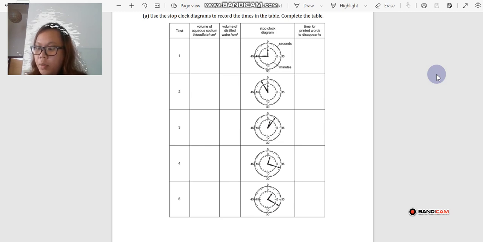Test 3. Volume of aqueous sodium thiosulfate is 45 cubic centimeter. Volume of distilled water is 25 cubic centimeter. Time for printed words to disappear is 65 seconds. Test 4. Volume of aqueous sodium thiosulfate is 35 cubic centimeter. Volume of distilled water is 15 cubic centimeter. Time for printed words to disappear is 78 seconds. Test 5. Volume of aqueous sodium thiosulfate is 10 cubic centimeter. Volume of distilled water is 20 cubic centimeter. Time for printed words to disappear is 140 seconds.